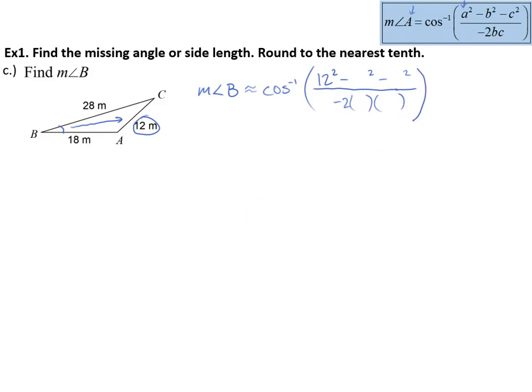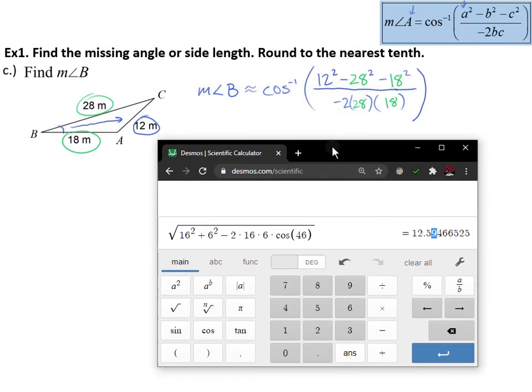So our other two sides are 28 and 18. And it doesn't matter which goes where, but one needs to go in each spot up top and in the bottom, 28 and 18. Okay, so this is what we need to type in our calculator.